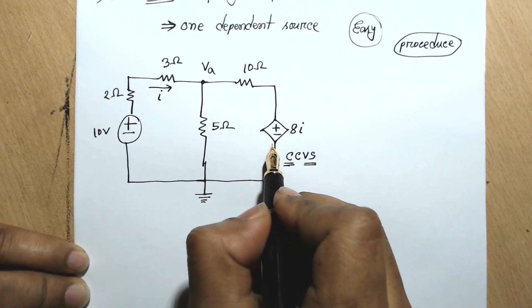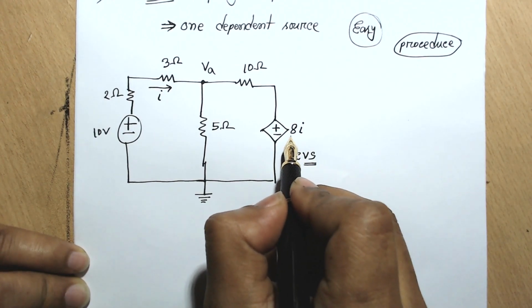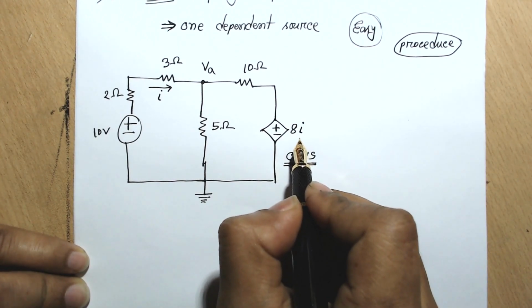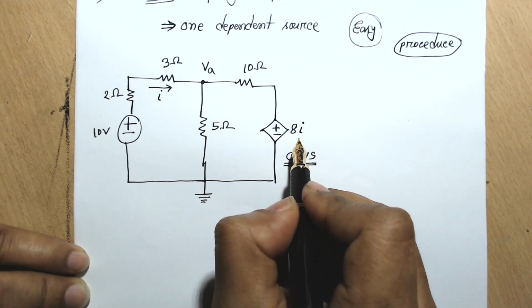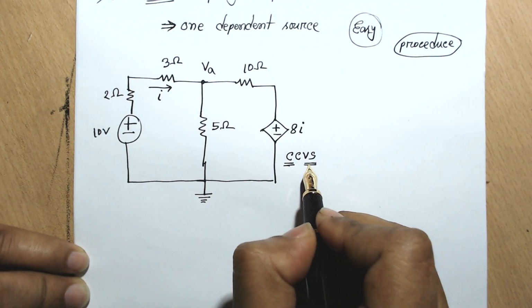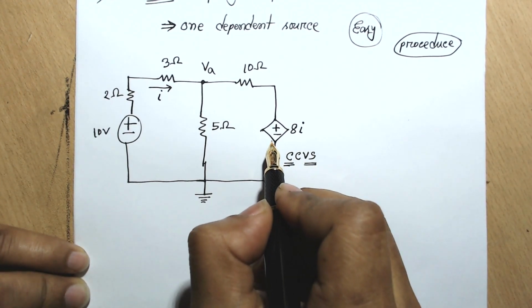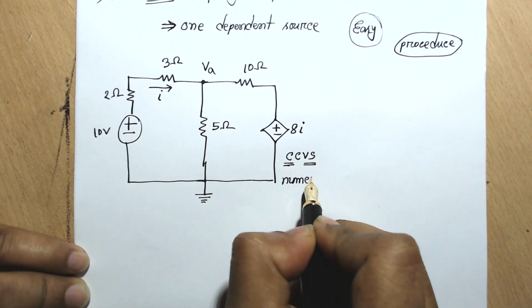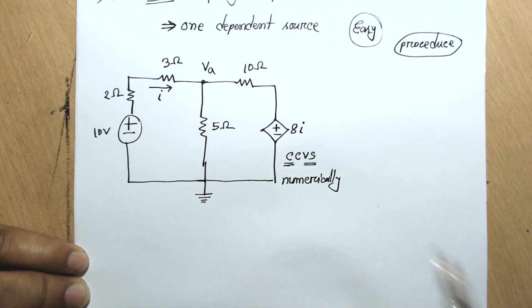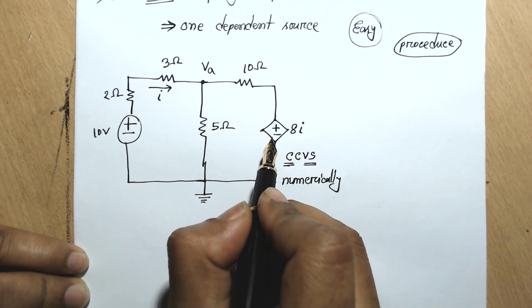Remember, this is still a voltage source. By just watching here at 8I, don't consider that this is a current source, because in most of the cases we have used I for currents, right? But here, remember, this is still a voltage source, just its value is numerically dependent on current. Okay, so this is still a voltage source.